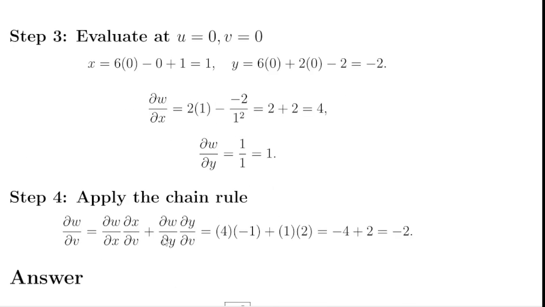Before we can plug it into this equation, let's evaluate this at u and v equal to 0. So starting off with x. X is 6 times 0 minus 0 plus 1, which is 1. And then y is 6 times 0 plus 2 times 0 minus 2, and that's negative 2. So the partial of w with respect to x turns into just 4. And the partial of w with respect to y turns into 1.